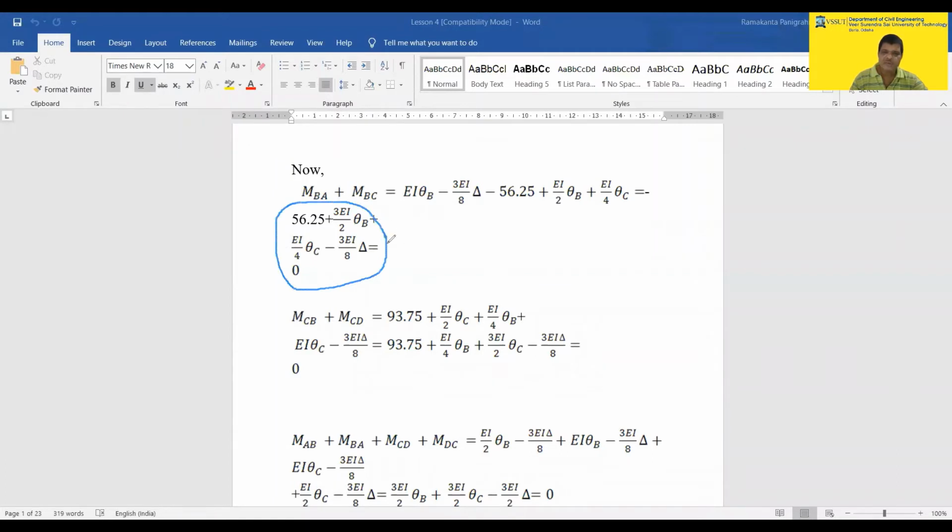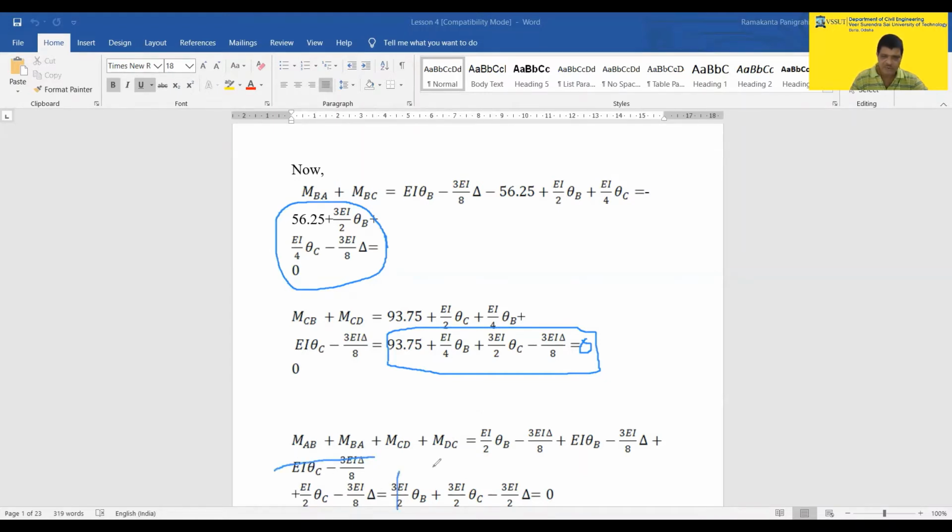Find out MA plus MBC equals 0. Then MCB plus MCD is equal to 0, which gives the equation: 93.75 plus EI theta B plus 2 3I by 2 theta C plus 3I delta equals 0. And then the third condition is MAB plus MBA plus MDC plus MCD is equal to 0, which will give this equation.